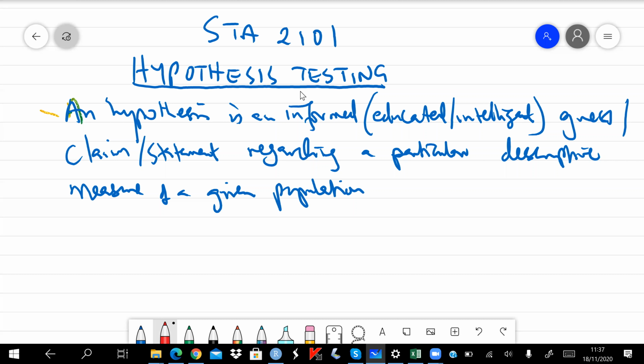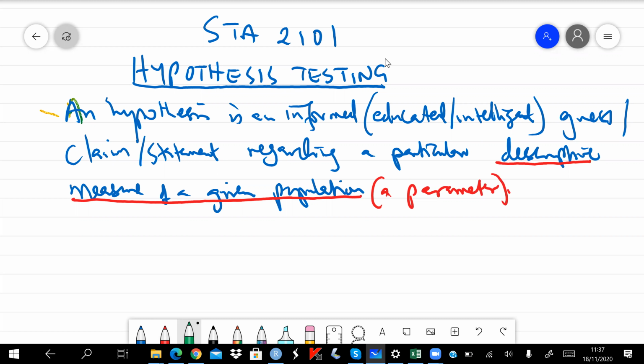Now, what I'm calling a descriptive measure of a given population is what we call a parameter. So it's an informed guess about a certain parameter. Remember, as we mentioned in our previous classes, parameters are always unknown, and that's why we only make some guesses, but very intelligent guesses about them, okay?